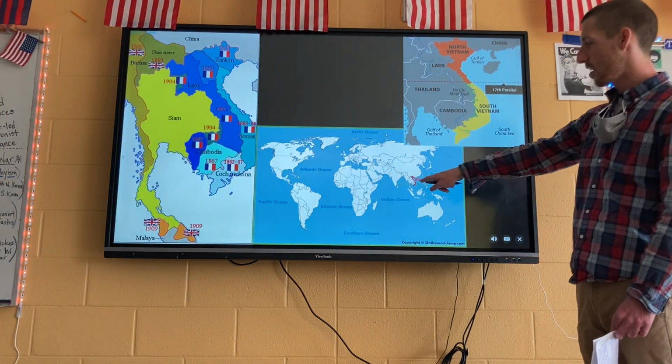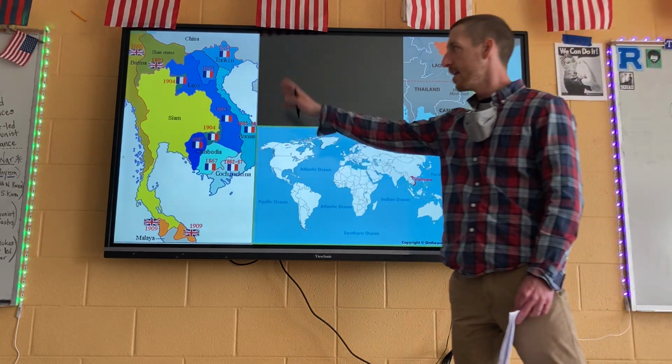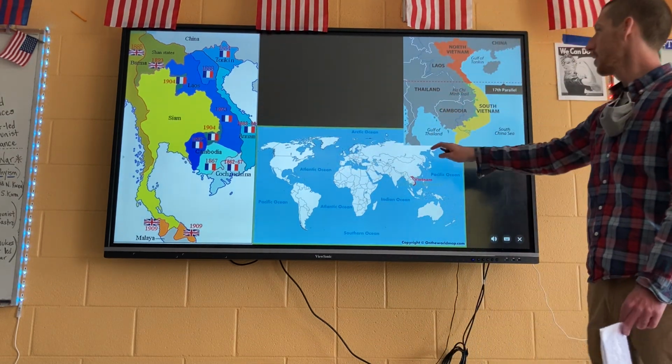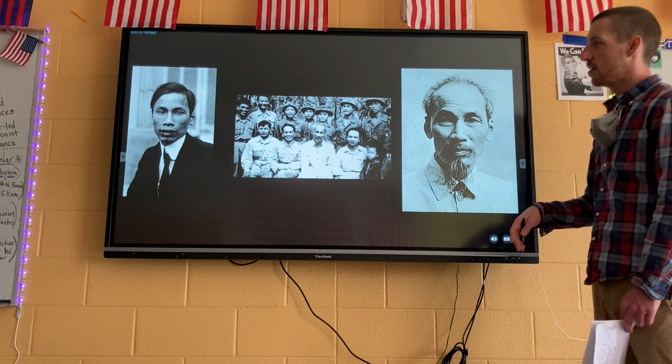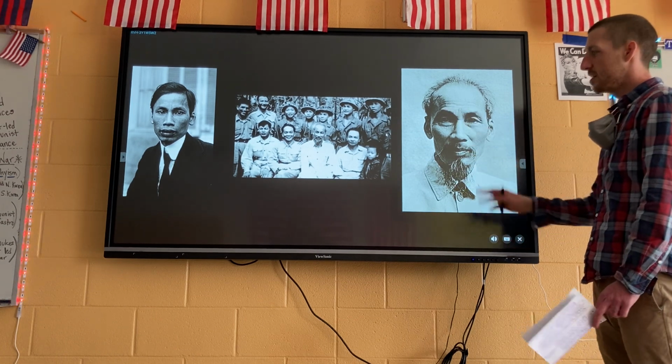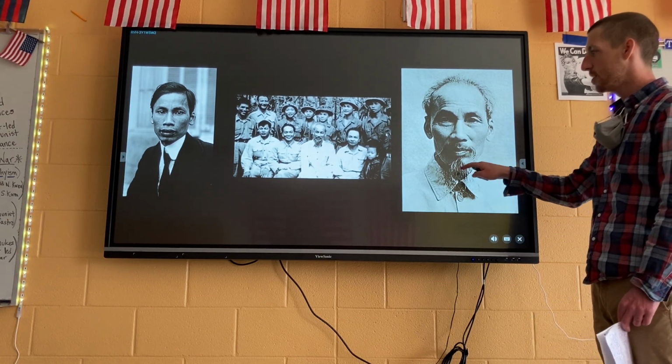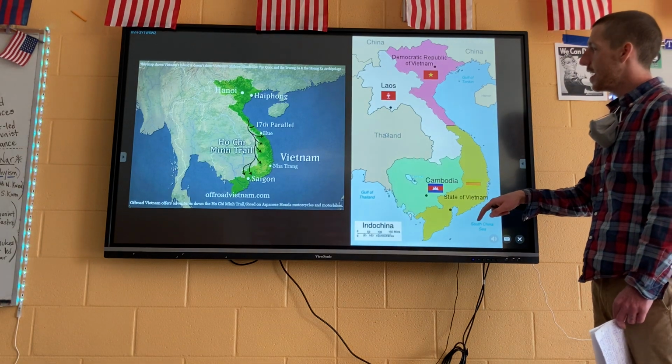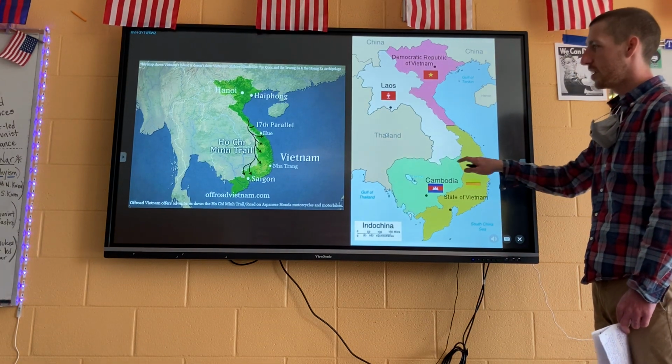So here's Vietnam in relation to the rest of the world, and this is before the French left, okay? This is Ho Chi Minh here. There he is as a young man and an old man. He's president of North Vietnam. He is a communist, okay? And there's the map again that's all divided up.